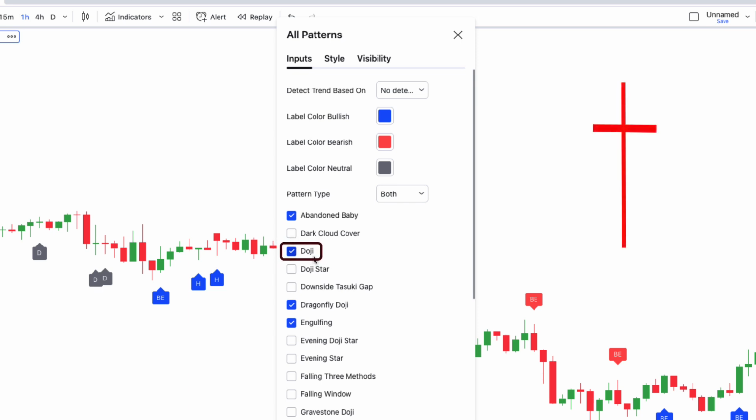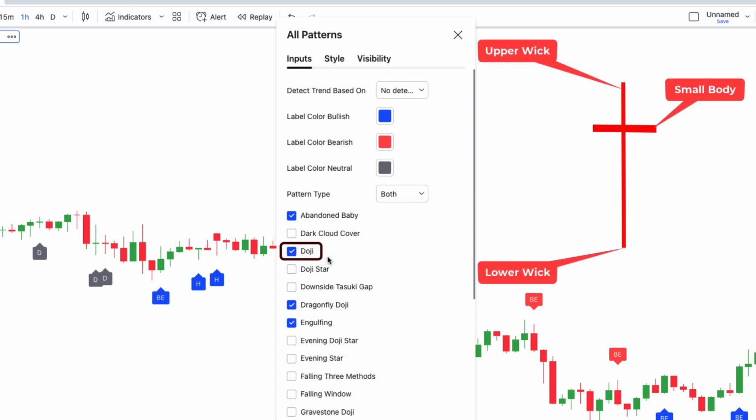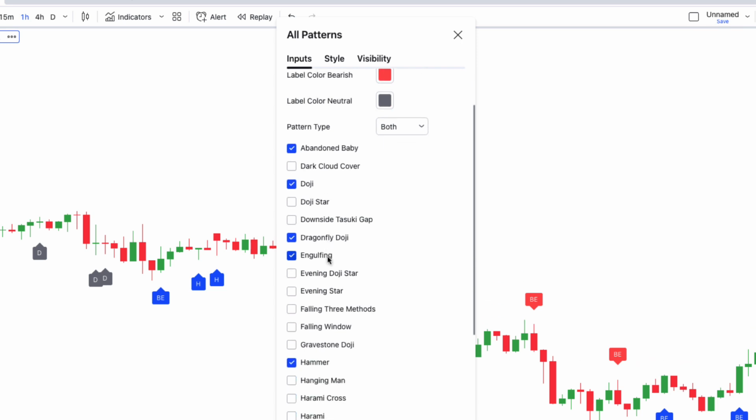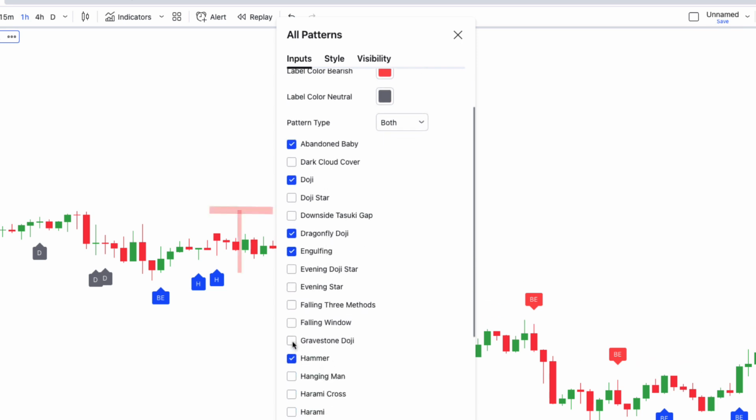A doji candlestick has a small body with long upper and lower wicks. It indicates market indecision, uncertainty, and a balance between buyers and sellers. It suggests potential trend reversals or periods of consolidation. The next two candlestick patterns we will enable are the dragonfly and gravestone doji. The dragonfly doji is a bullish candlestick pattern, while the gravestone doji is the opposite, indicating a bearish reversal.